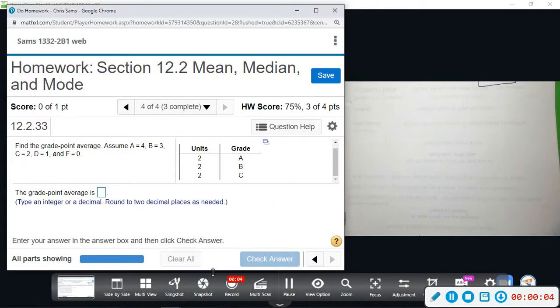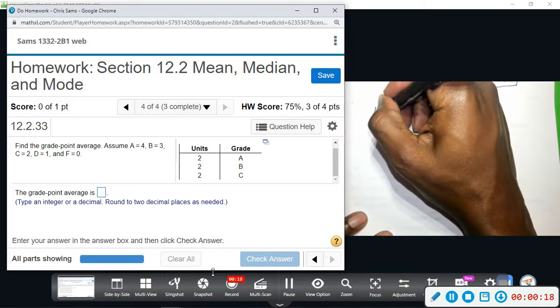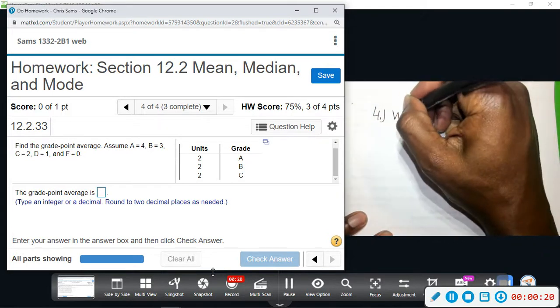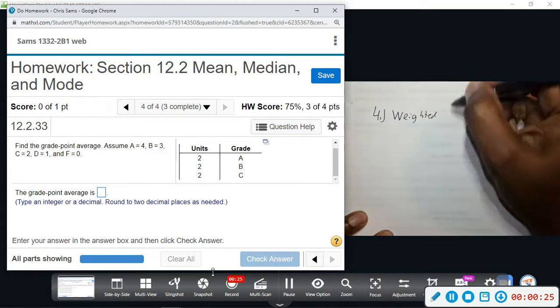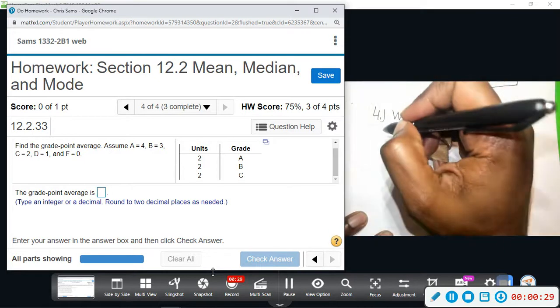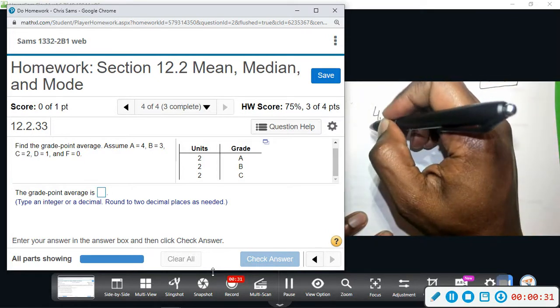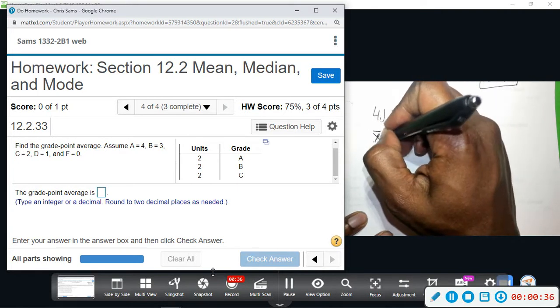All right, number 4. This one we want to find a weighted average. This is the method that you could also use to find your GPA for college on a 4.0 scale. Weighted average. I'm just going to use X bar to represent average. This is a commonly used term.